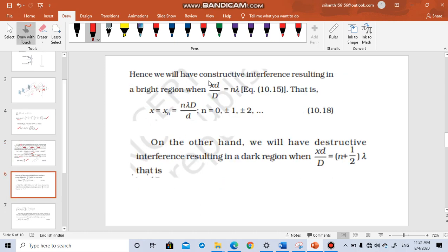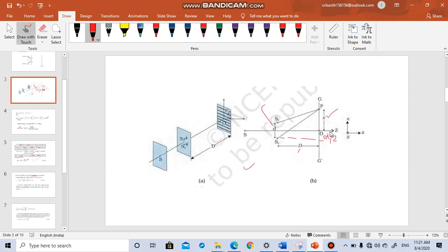Hence we will have a constructive interference resulting in a bright region. I told you, when constructive interference comes, bright regions will be coming. And when will they be coming? They will be coming when xd by capital D is equal to n lambda, and we have discussed that it should follow the even series. So from here I can find out the position of x. From this central line I can know the locations where bright regions will come, in the positive x direction and in the negative x direction.